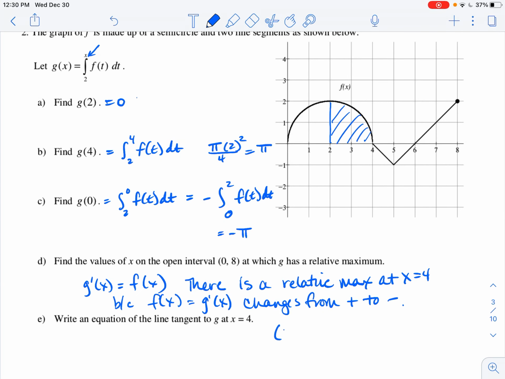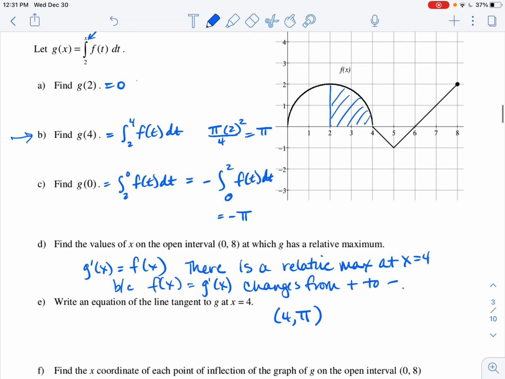Write an equation of the line tangent to g at 4. Okay, so we already know this point from part B above. G of 4 is equal to pi. So there's our point. Then we just need to find the slope. The slope, g prime of 4, well, at an x value of 4, our corresponding y value is 0. So if I plug this into my point slope, y minus pi is equal to 0 times x minus 4. Or we could just say y is equal to pi.